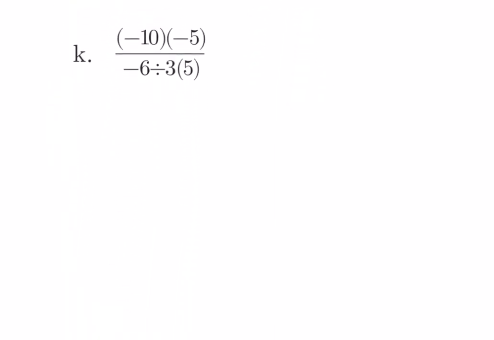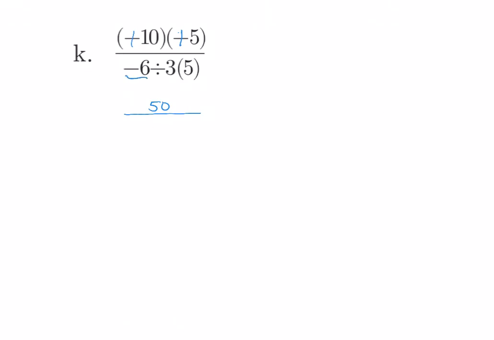All right, let's look at example K. The first thing, let's start with the numerator. Negative 10 times negative 5. If we multiply that, 10 times 5 is 50, and my negatives cancel.